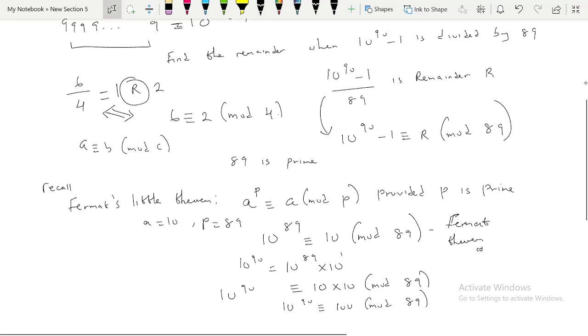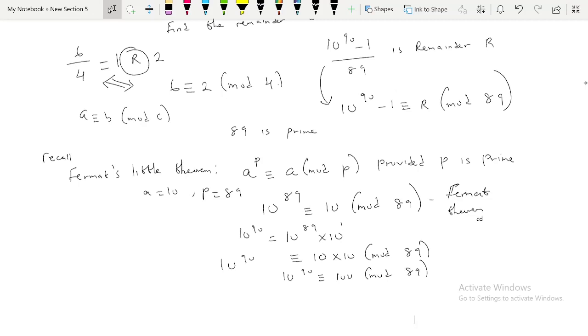You can still reduce that because that is still big. If you reduce 100, you have 100 divided by 89 is 1 remainder 11, which is congruent to 11 in mod 89. So 10 to the power 90 is congruent to 11 in mod 89. So 10 to the power 90 minus 1 will be 11 minus 1, which is 10 in mod 89.